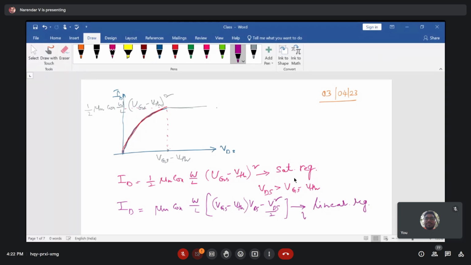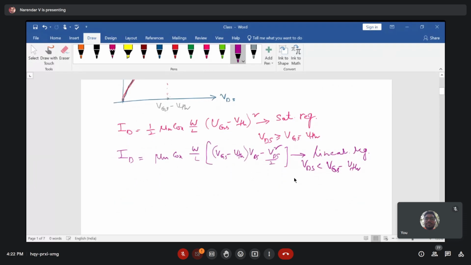Okay, and the condition here is that VDS is less than VGS minus VTH. So now in case of saturation region, VDS is greater than or equal to VGS minus VTH. Linear, VDS is less than VGS minus VTH. Right? So this is what you can notice.